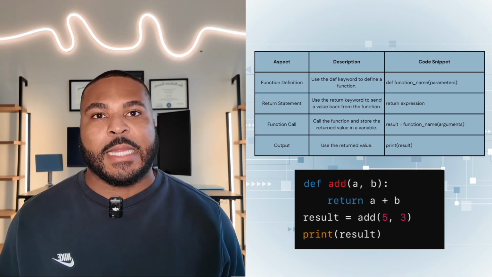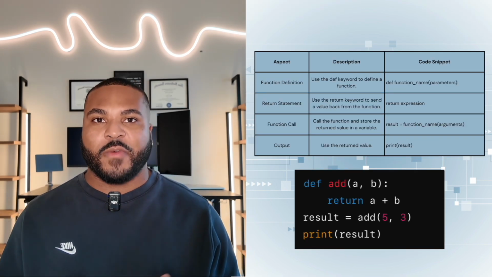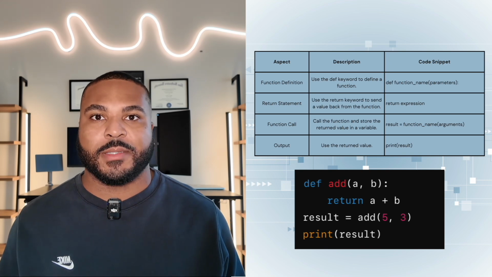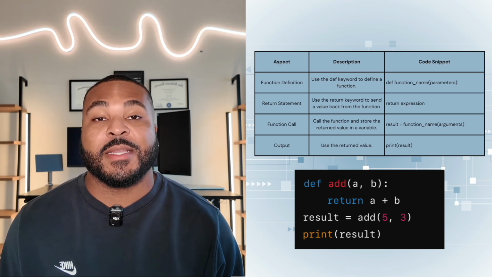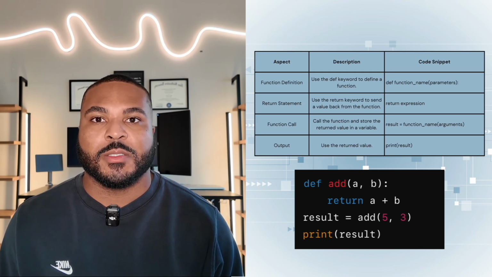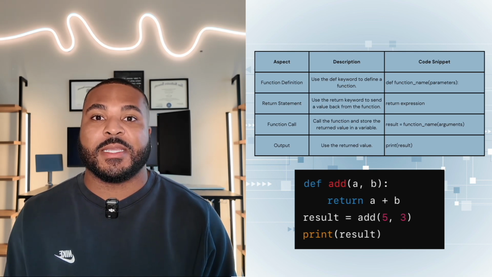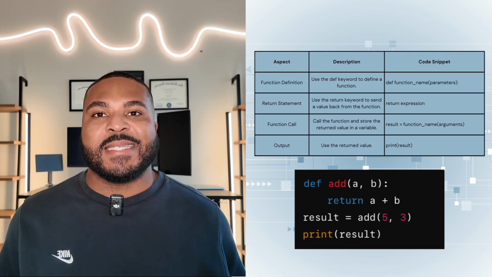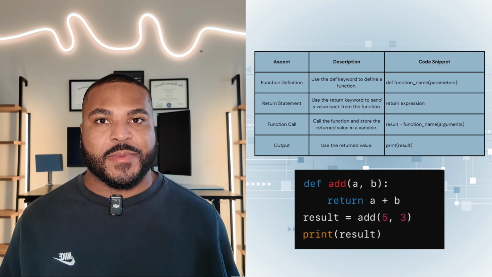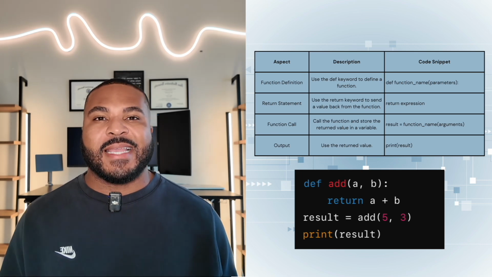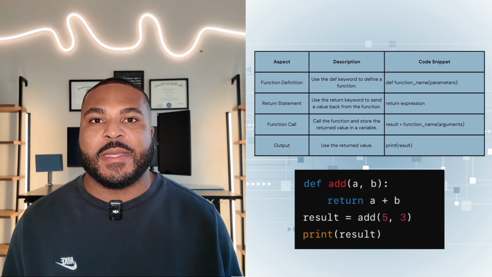The return statement allows us to send a value back from a function to the part of the program that called it. This is useful when we want to get a result from a function and use it elsewhere in our code. So let's break down the components of a function that uses the return statement. So inside the function, we use the return keyword followed by the value or expression we want to send back. This ends the function and returns the specified value.